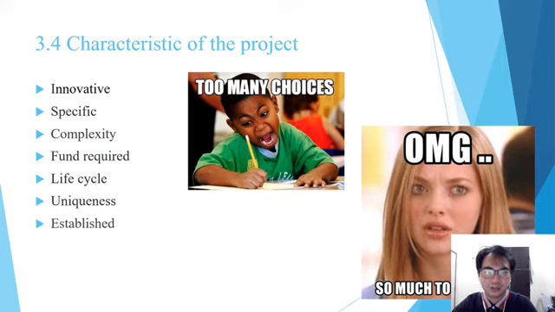Life cycle. Each project has a life cycle with different stages like start, growth, maturity, and decay. Uniqueness. Each project is unique in itself and has its own features. Established. The project is done when the objectives are met. Thank you. This is the part on characteristics of a project.